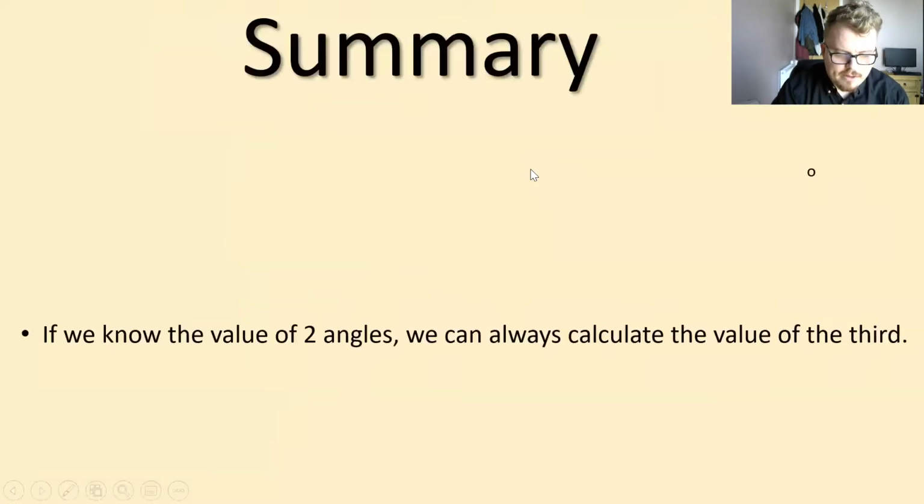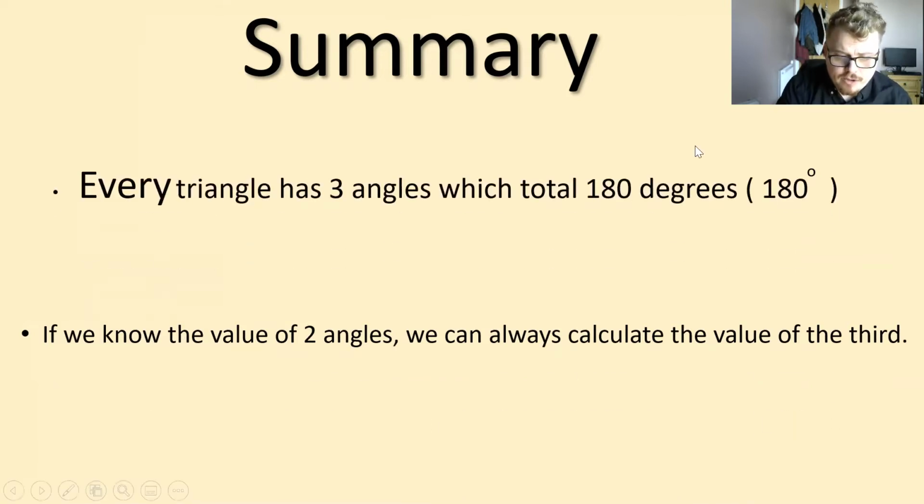To summarize, if we know the value of two angles, we can always calculate the value of the third. We don't need any tools at all. Every triangle has three angles, which have a total of 180 degrees. That never changes. It doesn't matter how small or big it is, it's always going to have 180 degrees. So if you have the value of two angles, from now on, you should always be able to find the value of the third angle.